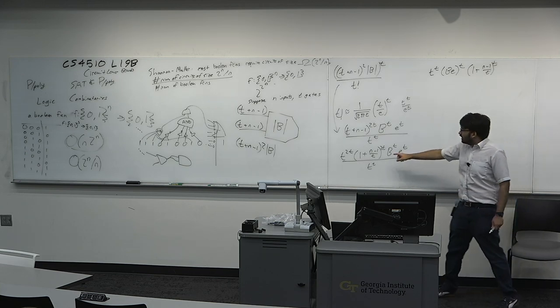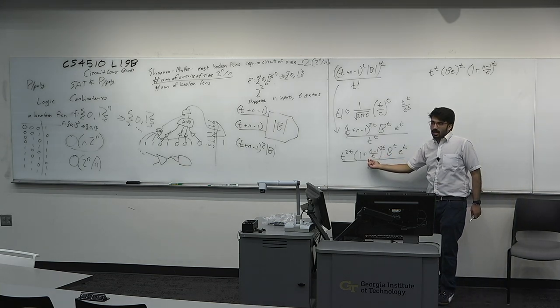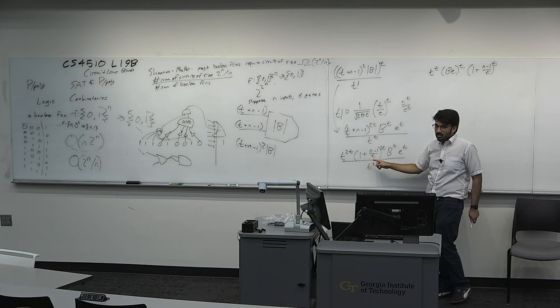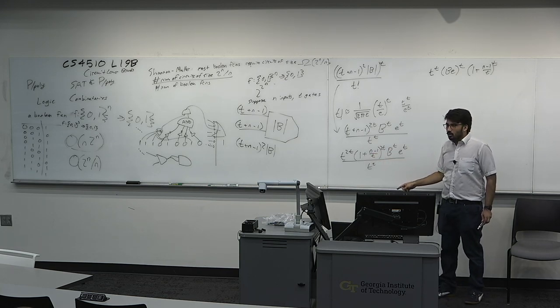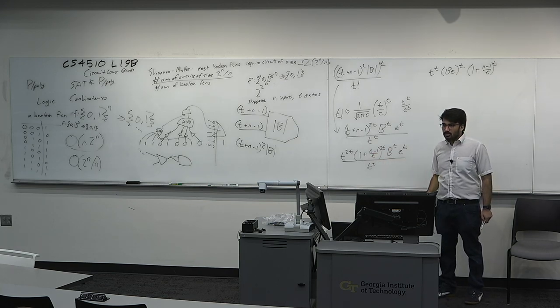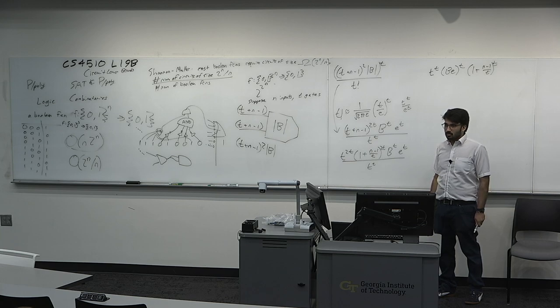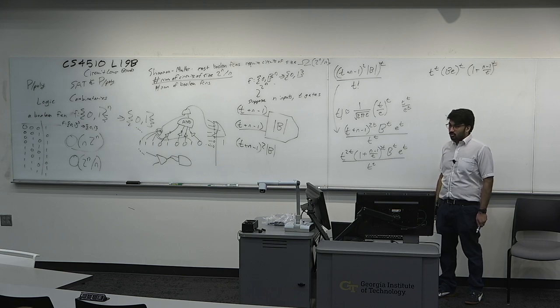What do we know about the relationship between n and t? N, number of inputs. T, number of gates. What do we know about the relationship between the number of gates and the number of inputs? Each gate can have 2 inputs? Yes, that's true, but that's not the answer. Number of inputs is larger than t?